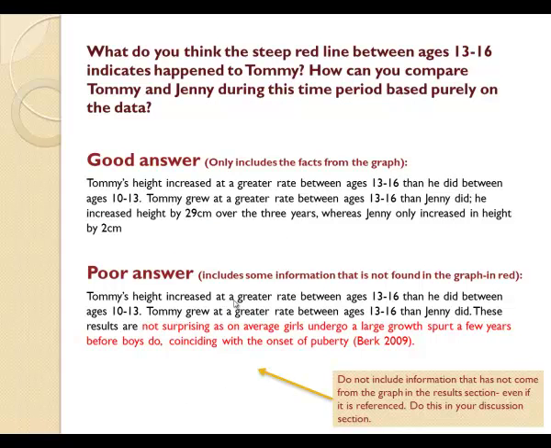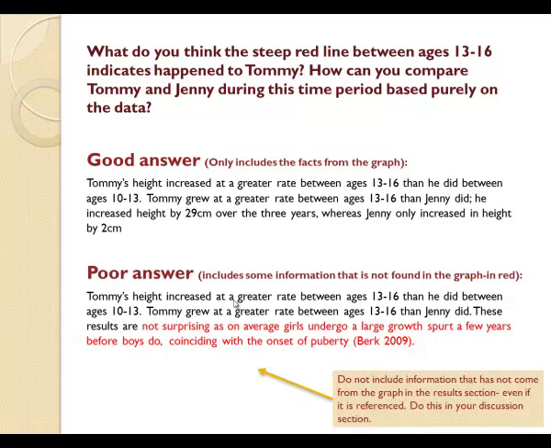A poor answer includes some information that is found in the graph and also some that is not found in the graph. So Tommy's height increased at a greater rate between ages 13 to 16 than he did between ages 10 to 13. Well yes, that's fair, that's valid. Tommy grew at a greater rate between ages 13 to 16 than Jenny did. Yes, again that's valid. But this next bit, this isn't.